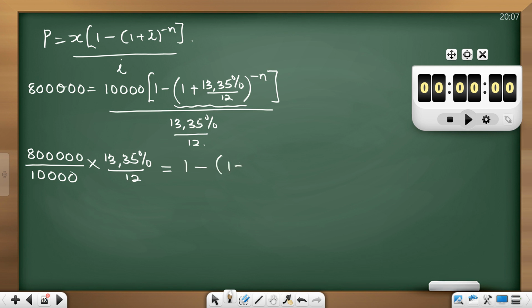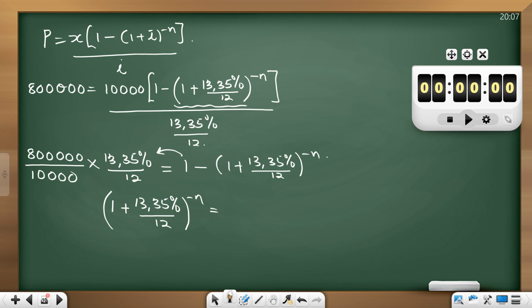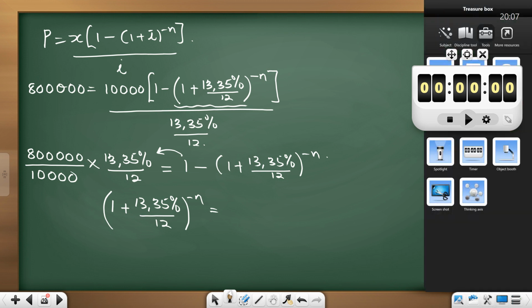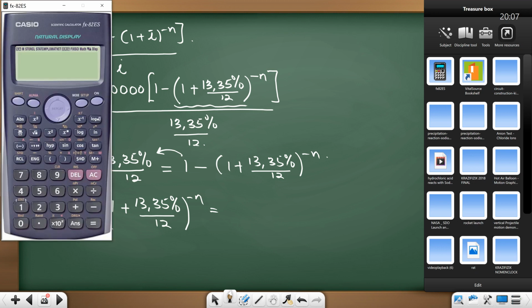1 minus 1 plus 13.35% over 12. Can I bring that here? Make sense? If I bring this here, I'll say 1 plus 13.35% over 12 to the power of negative n will be equal to whatever I get on that side. So, calculator quickly. We're going to run now, guys. The next question, finance, you do at home. I want us to make sure we touch everything.